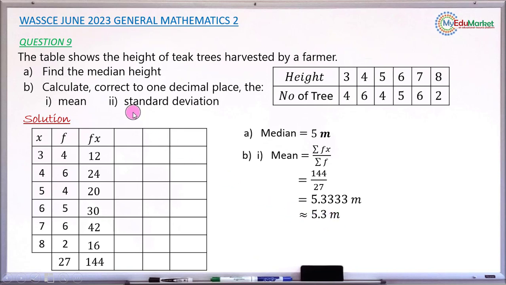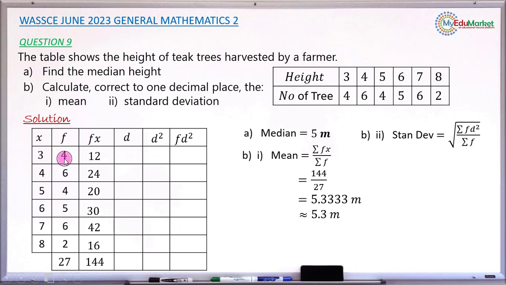So I move to Roman 2, where we're asked to find the standard deviation. The standard deviation is given by the formula root of summation fd square divided by summation f. This is the formula we use to find the standard deviation for ungrouped data. Looking at this formula, I must have d, I must have d square, and I must have a column for fd square. So let me get it here. I'm going to have a column for d, then use the d to find the d square, and use the d square together with the corresponding f to populate this fd square. So let me start with the d. D simply means the deviation.